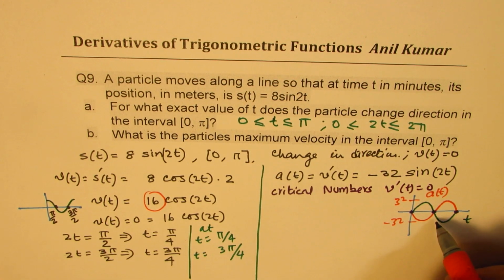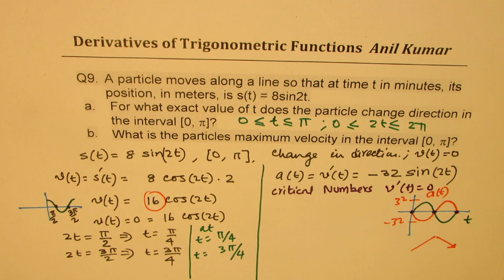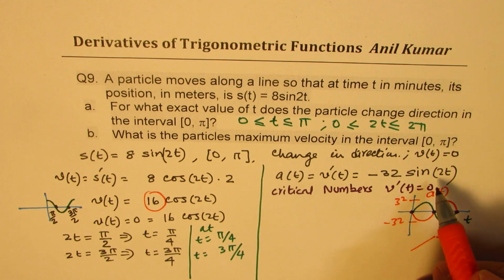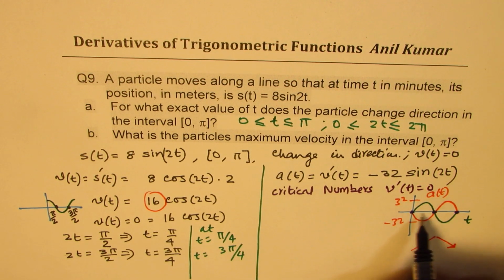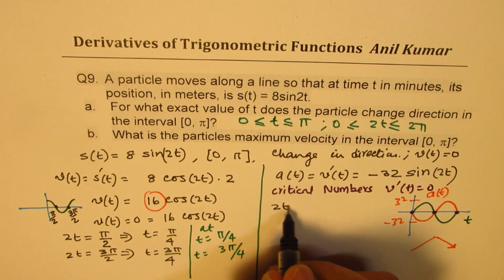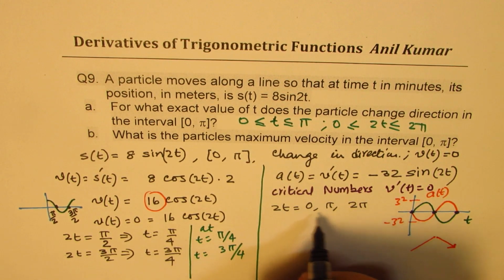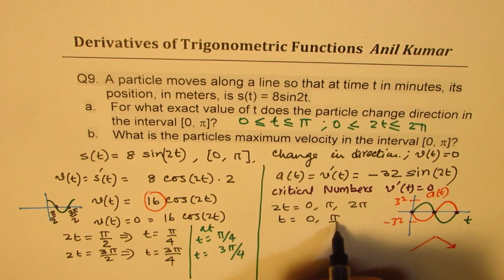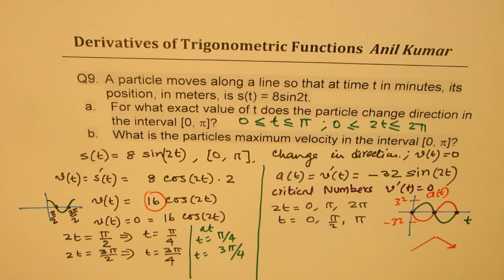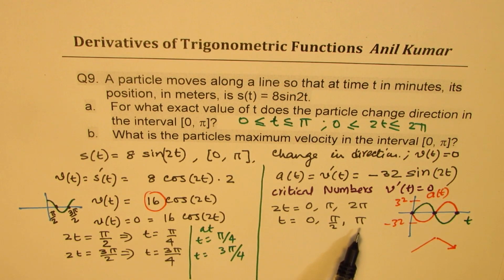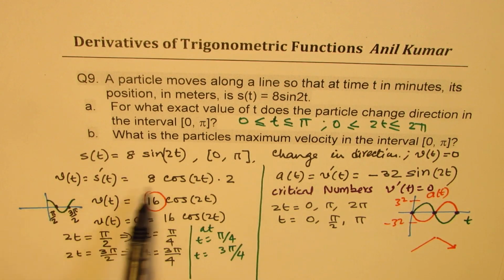So the maximum velocity occurs when the rate of change goes from positive to negative. Do you see that? So when it changes from positive to negative, then we have the maximum. Correct? Now here, the critical points for time t being 0 will be at 2t equals 0, pi and 2 pi. So these are the 3 critical points. So t equals 0, pi by 2 and pi. So these are my 3 critical points in this particular case. So let's find the maximum velocity at all the 3.